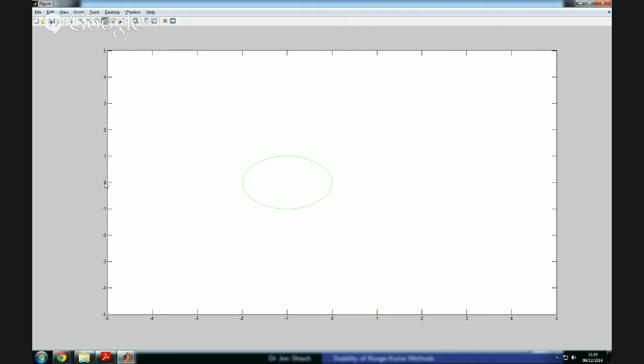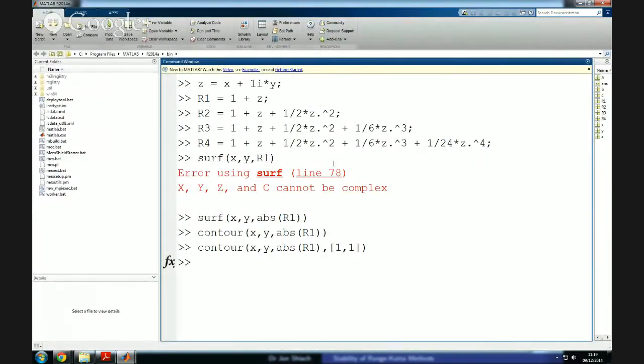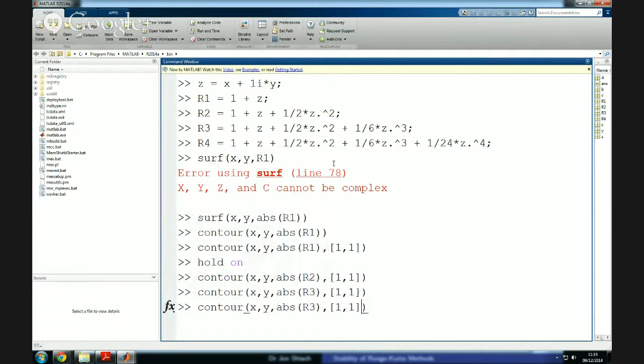Okay. And there's my real number line. So anything on that line is imaginary part 0. We're interested in anything to the left of this line here. If I do hold on, I can do the same plot. So this time, second order, third order, and fourth order.